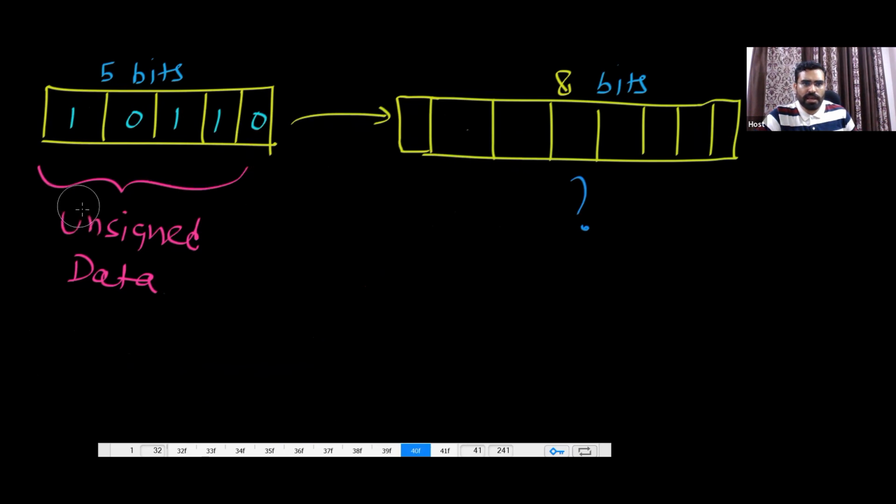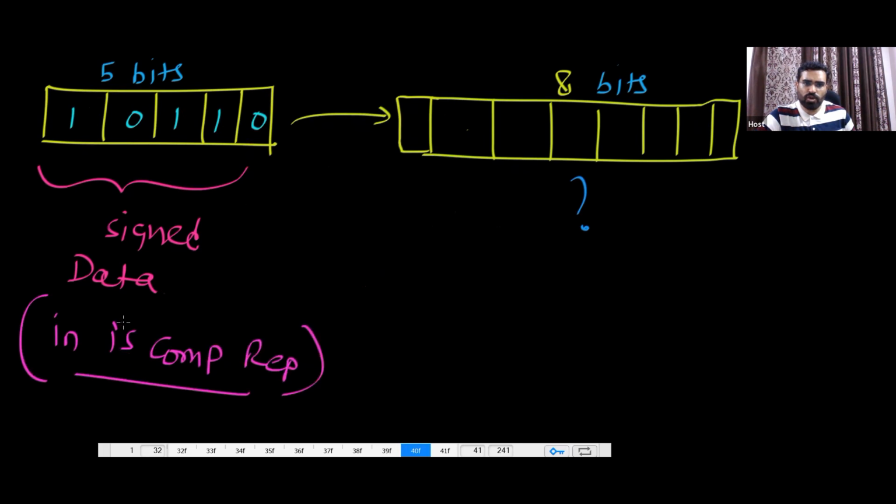Now let's see if the data is signed, and let's assume it is in 1's complement representation. Then what will you do? This is very simple. Just copy the sign bit 3 times, and then you will get the original data. This will be your answer.